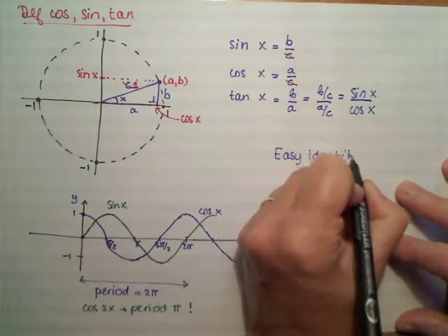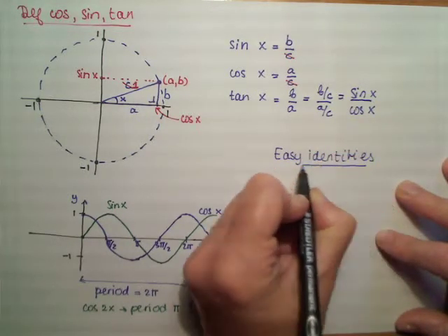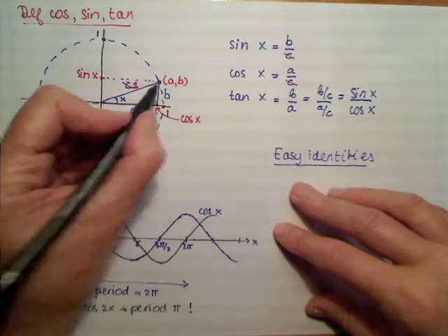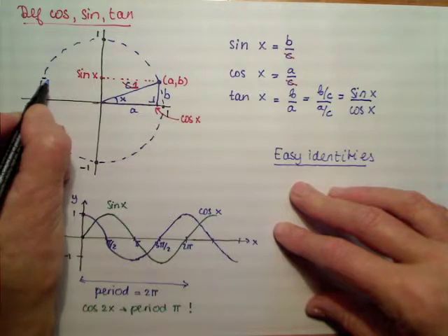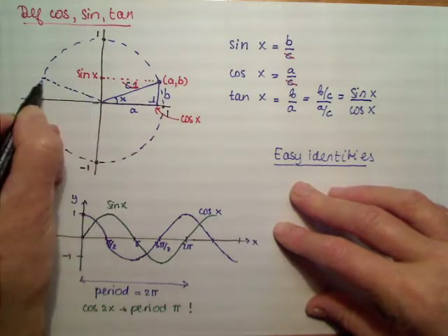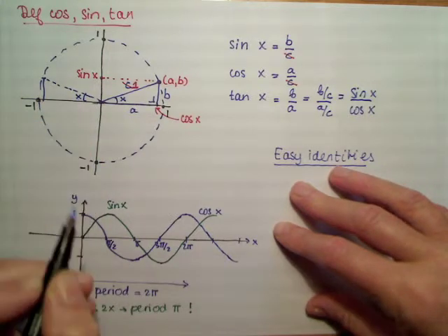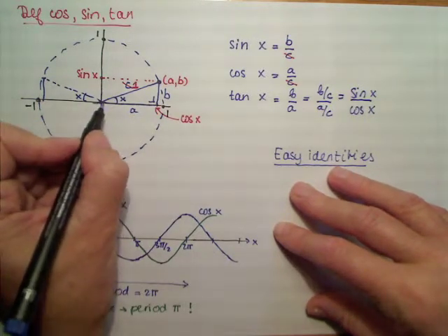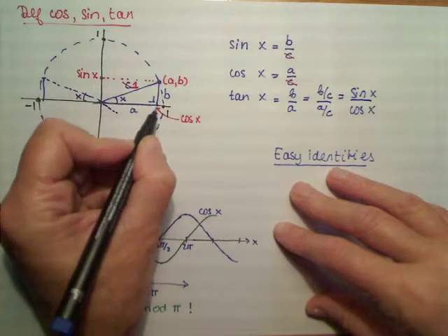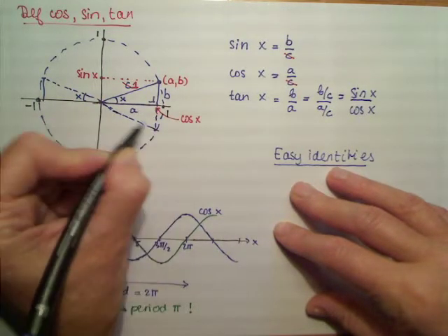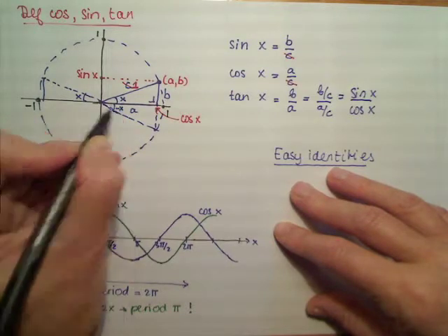And you can just see these from the circle. For instance, you can copy this triangle in various places. So here, we can copy it over here. We have an angle of x over here. We can just reflect it around the x-axis here. So we get this one. We have an angle of, well, in fact, minus x over here.